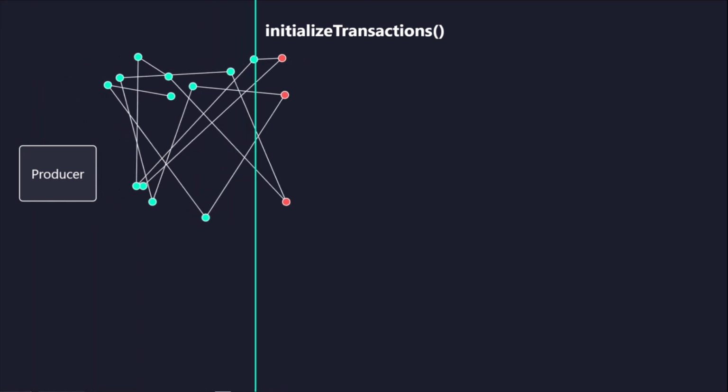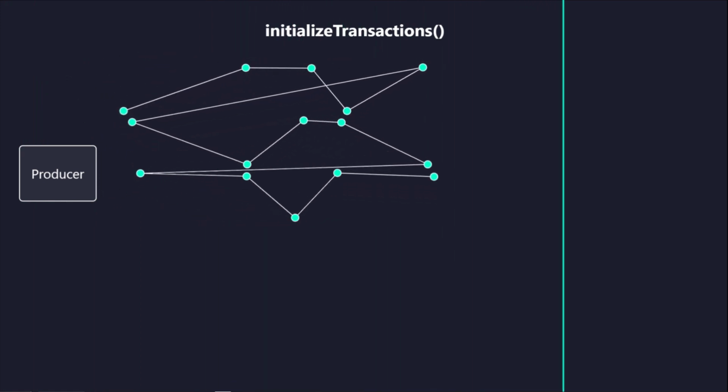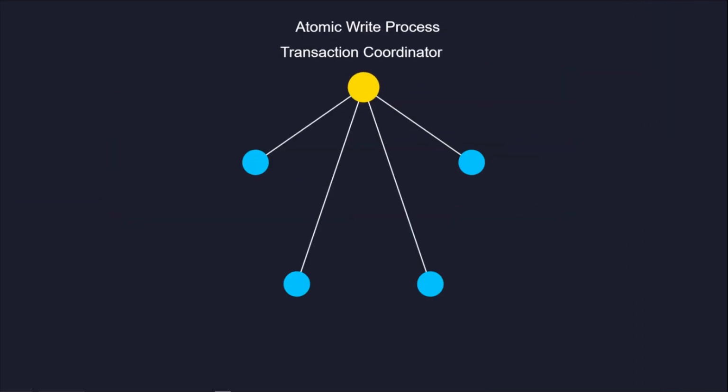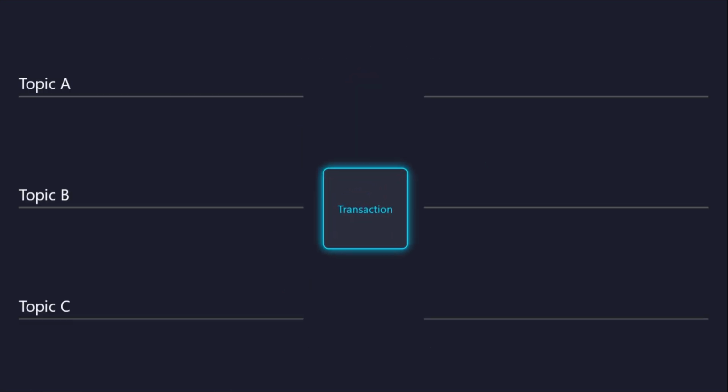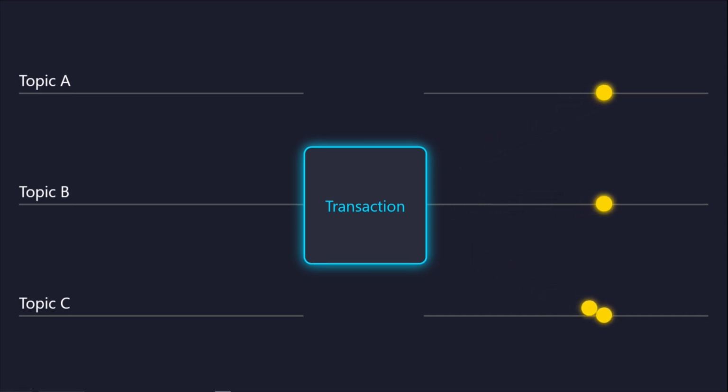This step is mandatory and ensures that any previous transactions left in an ambiguous state by the same transactional identifier are properly closed or fenced off. The initialization process communicates with a component called the transaction coordinator, located on one of the brokers. The coordinator is responsible for managing the state of your transactions and ensuring the overall integrity of the atomic write process across the cluster. Once initialized, you start a logical unit of work using the begin transaction method.